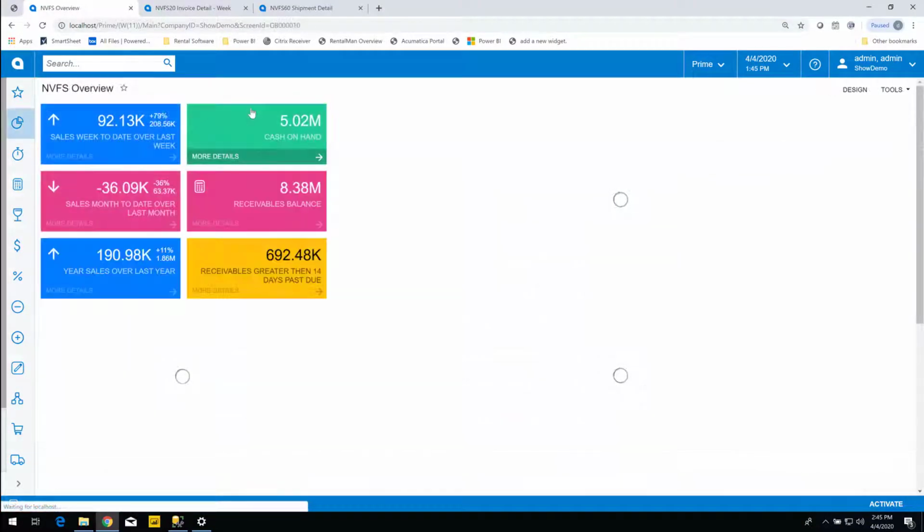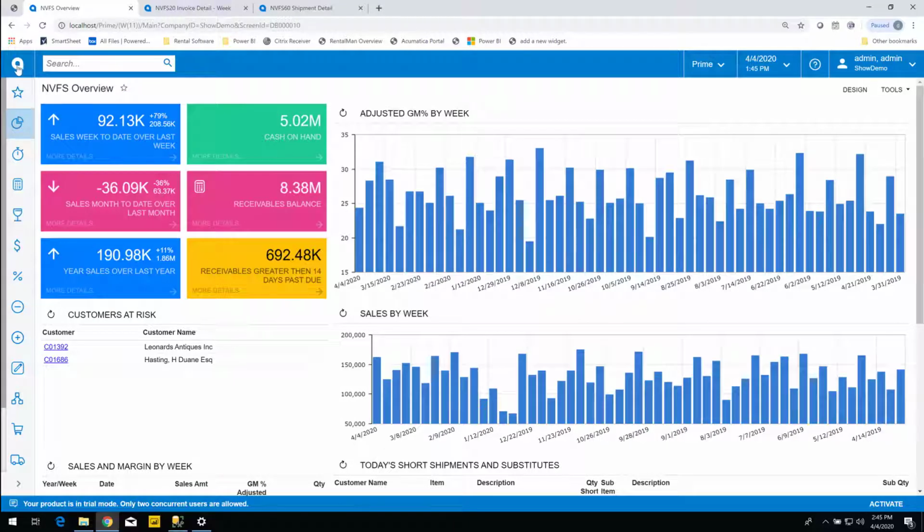I can always get to my dashboard by clicking on my home button. And again, every role in the company can have their own dashboard, and even down to the user level. And you can even give them some rights to tailor their dashboards if you'd want to do that.